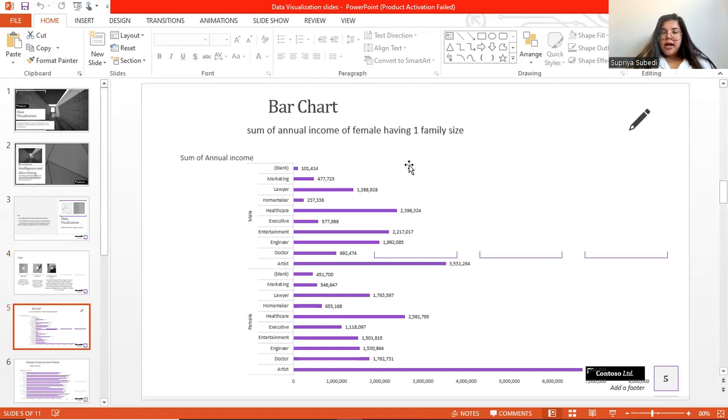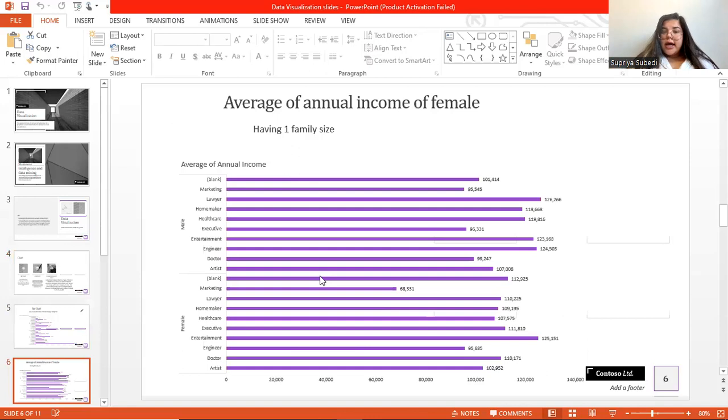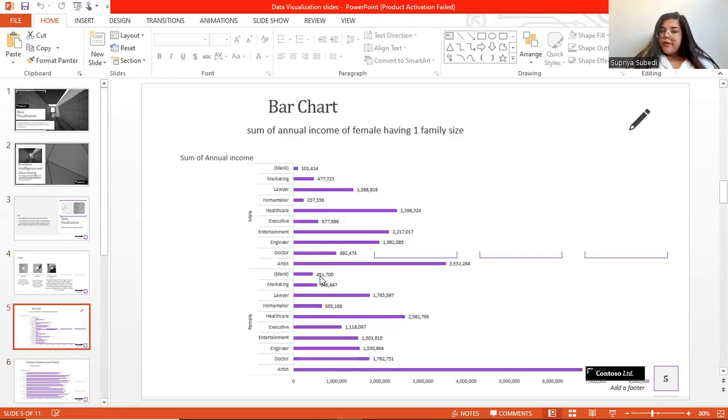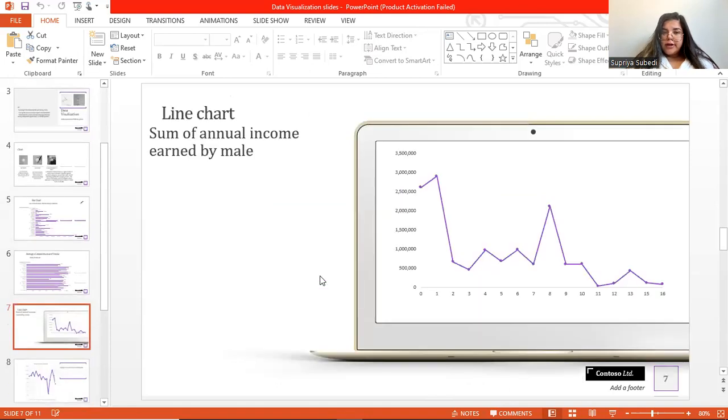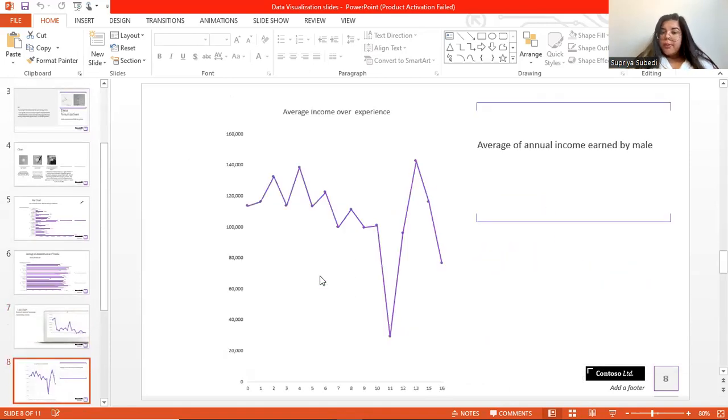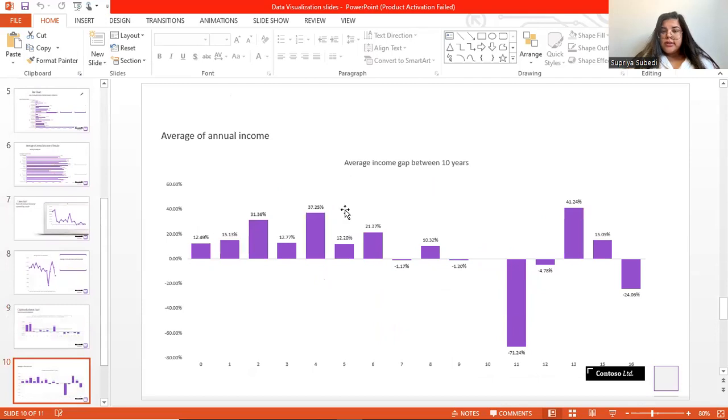For the bar chart, I'll just quickly go to the dashboard so that it is easy to see. So we have here the bar chart, the sum of annual income and the average of annual income. This one is the line chart, both of them, and the cluster column chart. So moving forward to the dashboard.